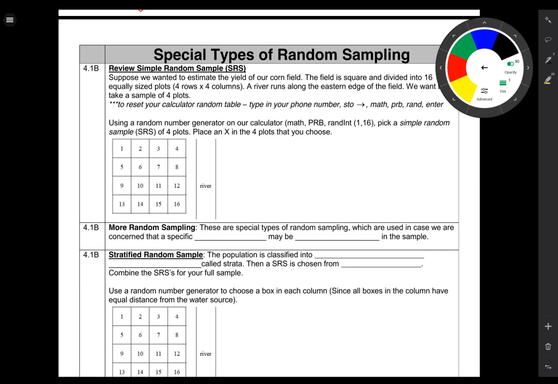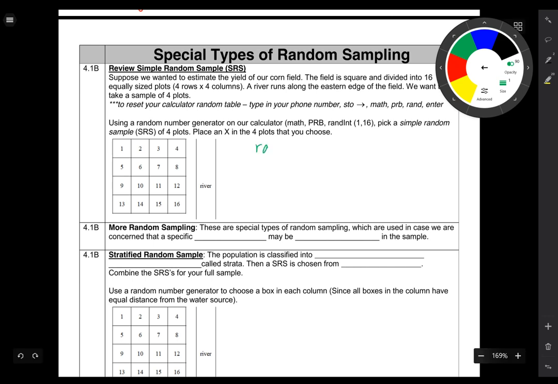And so you should already have your calculator set to where you've made it random, the calculator random table. But if not, it's okay. Using a random number generator on our calculator, here's what we would do for this particular problem. We would pick a simple random sample of 4 plots. We would place an X in the 4 plots that you would choose. Like if we were in class, you would each do this and I'd have you go about and figure out the means and stuff. But for our case, this is how I would do it.